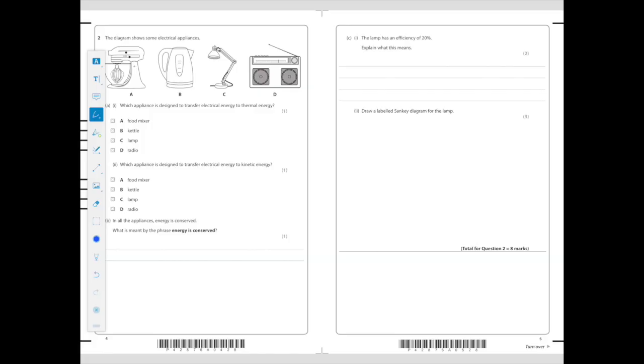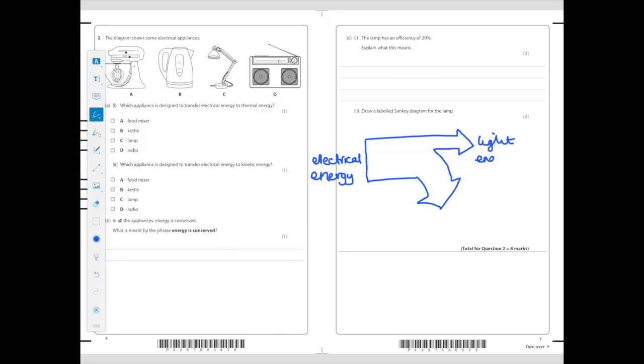Draw a labeled Sankey diagram for the lamp. Sankey diagrams always look like this. You do find that a lot of it is wasted, so that's why the wasted energy arrow down here will be much broader than the useful energy. Now let's label all of them. The energy coming into the lamp will be electrical energy. The useful energy out will obviously be light energy. And then there'll be wasted energy in the form of heat, because do notice that lamps get pretty hot. Because we haven't been given any numbers, you can't add any numbers, so don't worry about that.